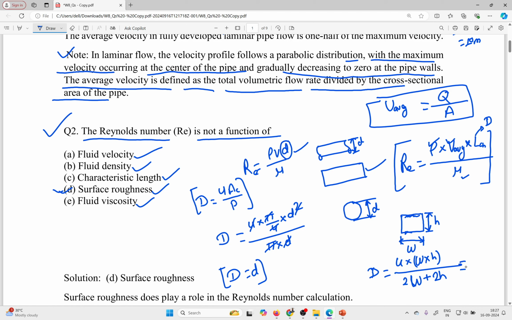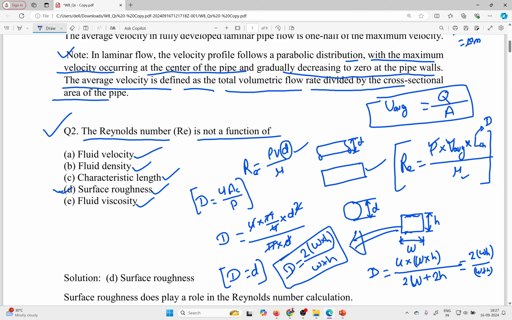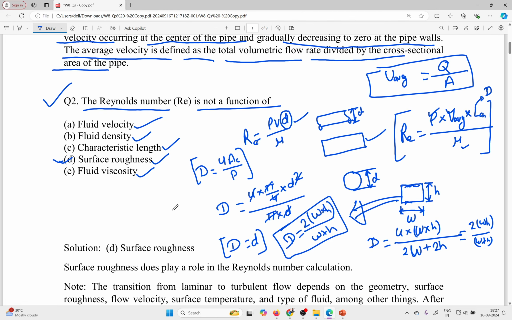So now you can very easily write 2WH divided by W plus H. We take the common and divide, so it will be 4 by 2 by 2. So this is your D value for your rectangular one. So remember please, from your exam point of view and other exams also. So similarly for any type of cross section you can calculate the characteristic length. Now we'll move ahead to the next question.